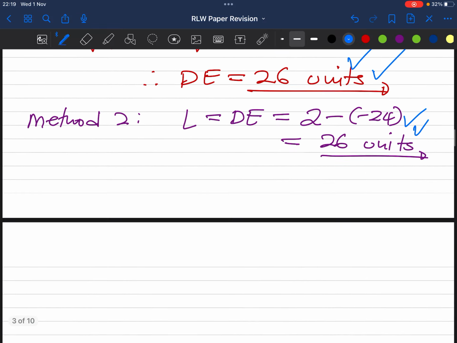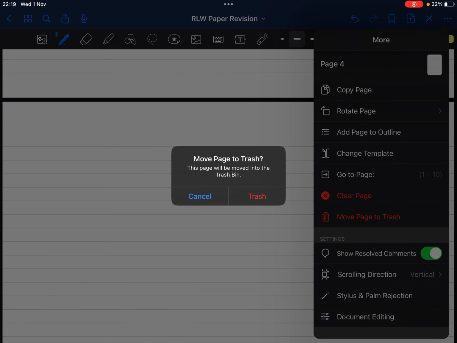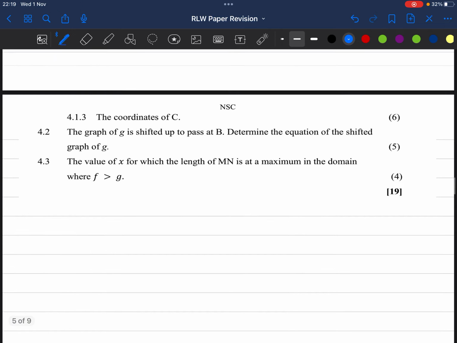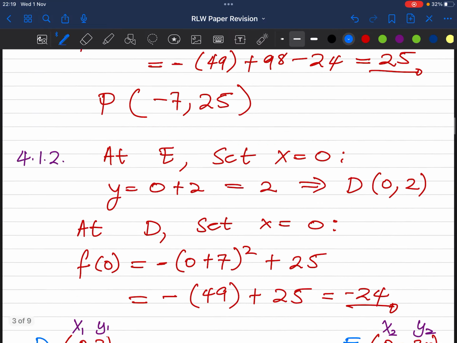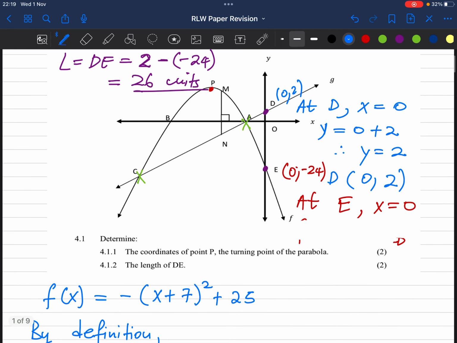So now let us continue and do 4.1.3. They say determine the coordinates of C. Let us check our function first. Where's C? This is your C.